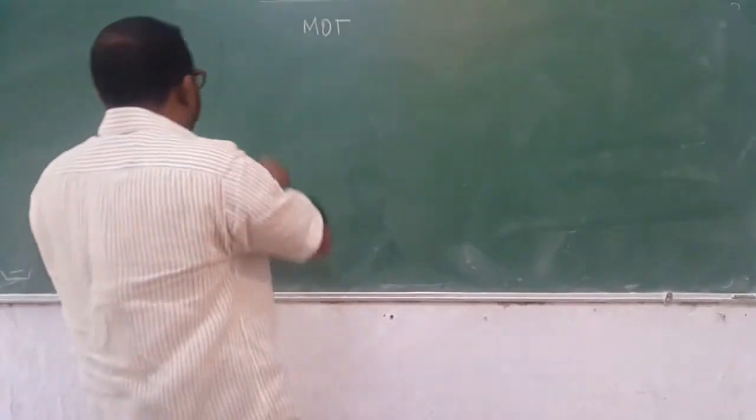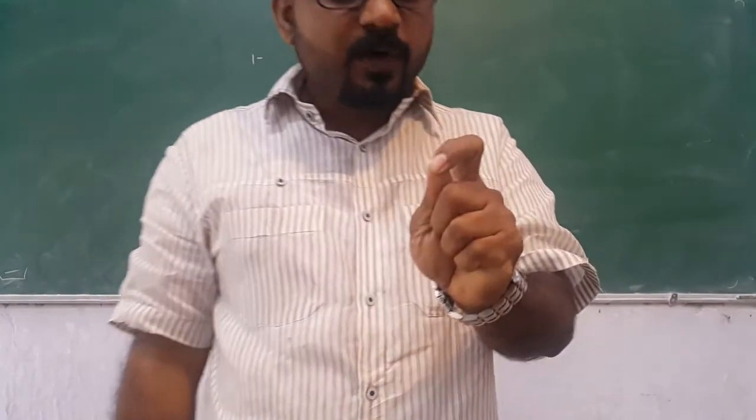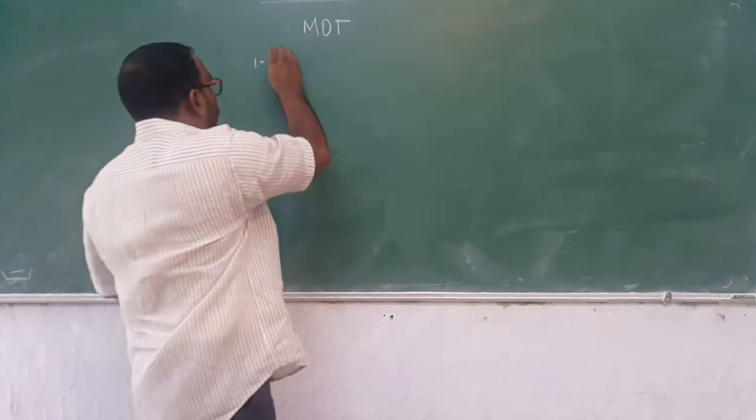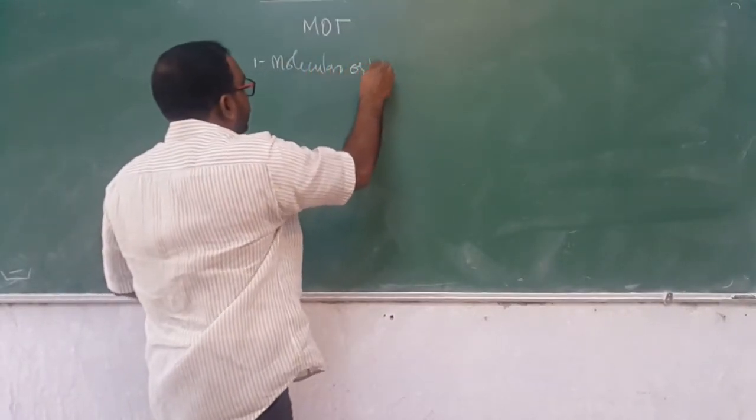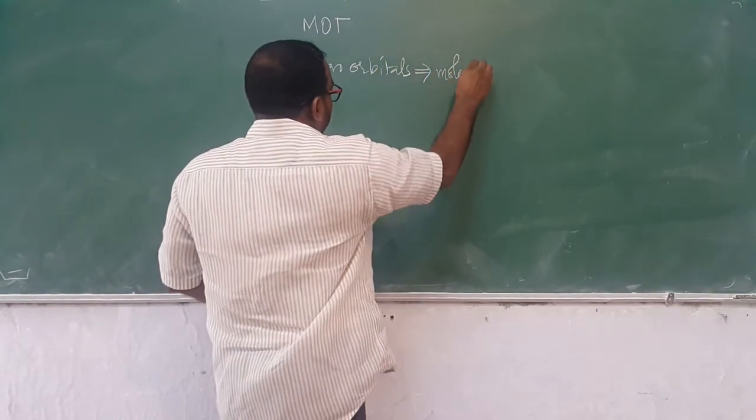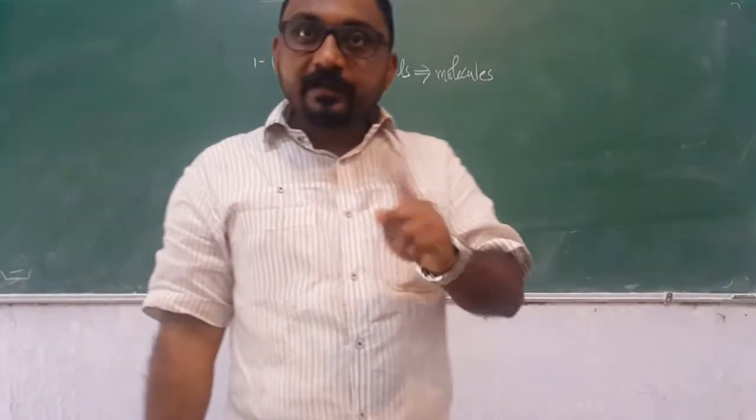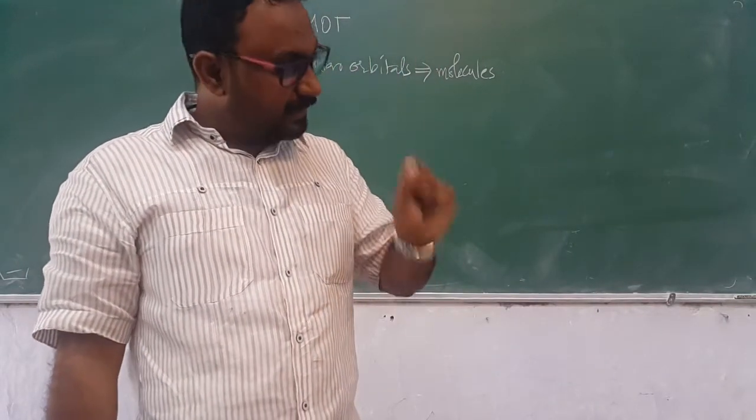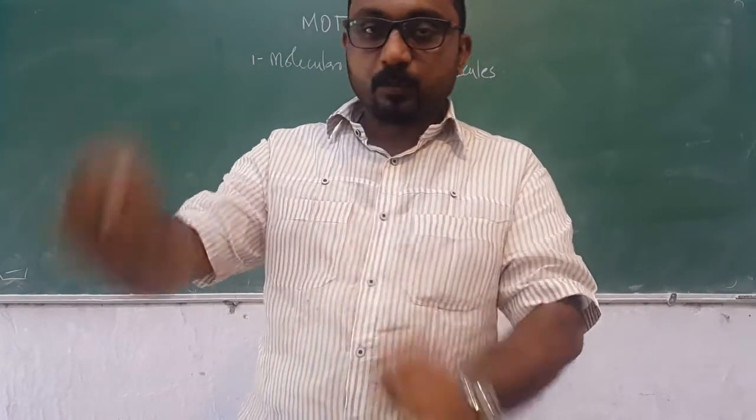So the very first postulate says that just like atomic orbitals are for atoms, molecular orbitals are for molecules. Molecular orbitals are for molecules, which means for atoms you cannot see molecular orbitals.